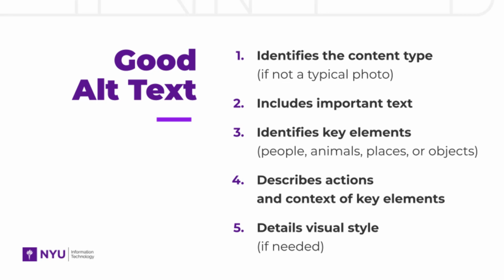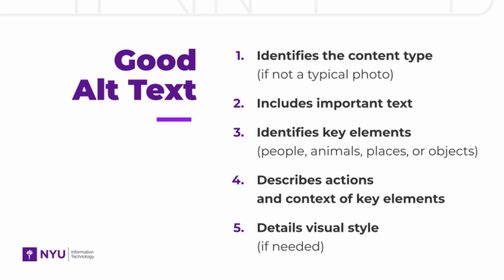A good alt text description features the following. 1. It identifies the content type if it's not a typical photograph. Examples include charts, illustrations, infographics, and GIFs. 2. It includes any important text within the image if present. 3. It identifies key elements, which includes people, animals, places, or objects. 4. If key elements are identified, the description includes any relevant details about what those elements are doing or what is happening to them. Finally, it describes any visual style if it is relevant to the image or context of the image.